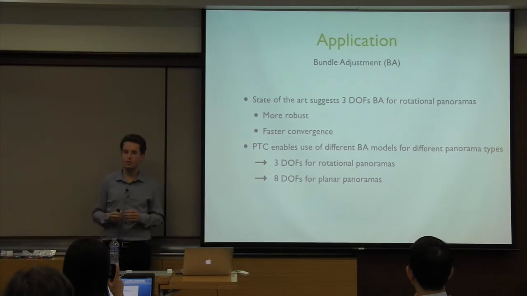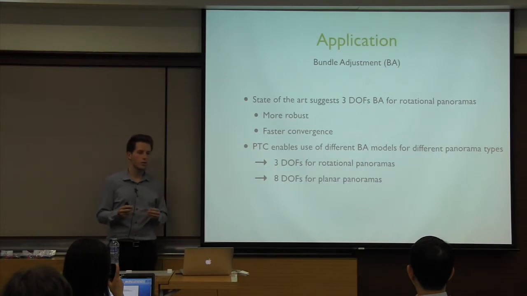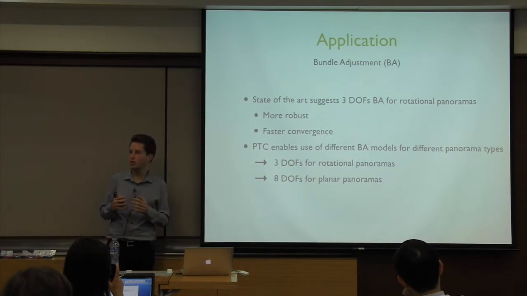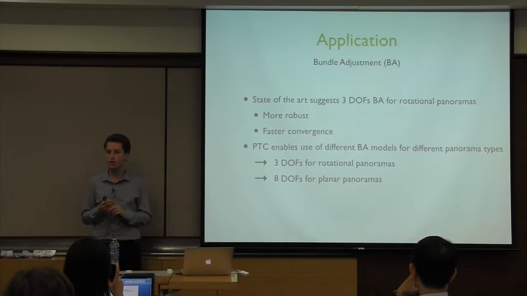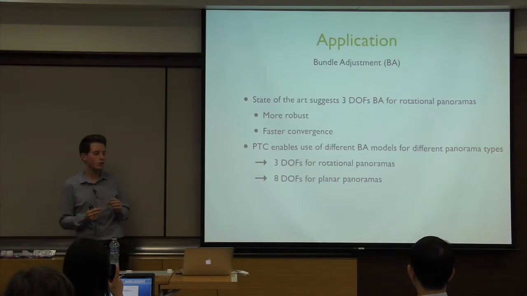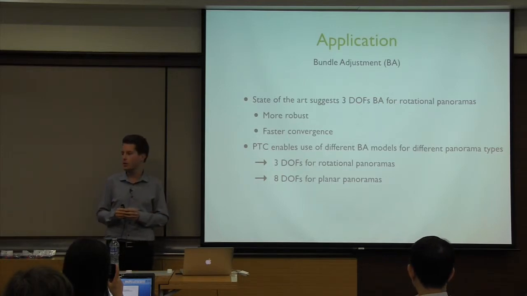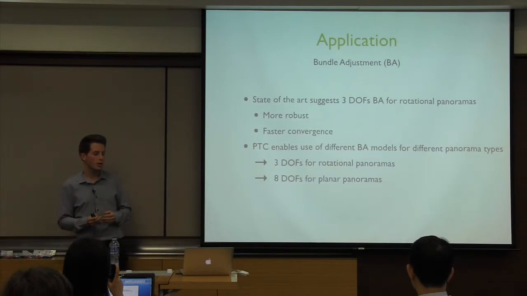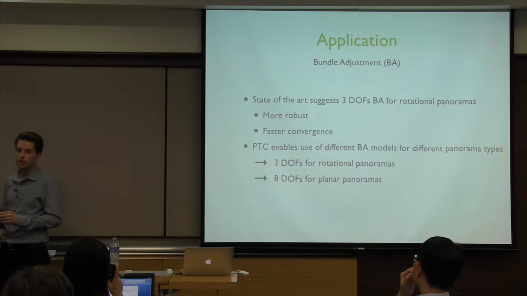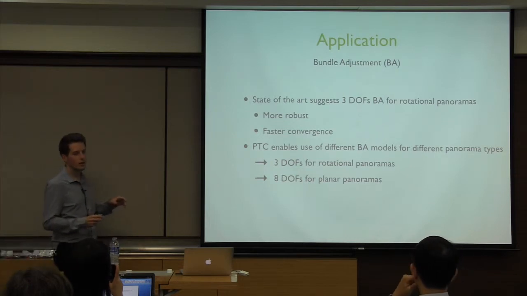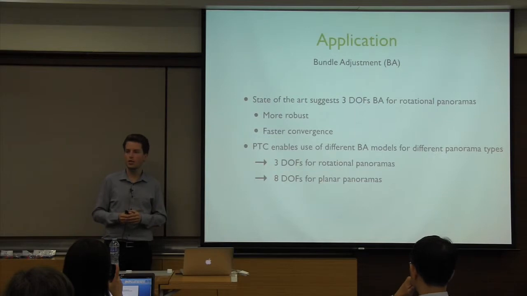Bundle adjustment is an iterative nonlinear refinement algorithm that we need to optimize our point correspondences between the images. And state of the art suggests that we should use 8 degrees of freedom when dealing with planar panoramas, and we should use 3 degrees of freedom for rotational panoramas, because it is more robust and it has faster convergence, because we have fewer degrees of freedom than for planar panoramas. So the panorama type criterion enables us to use different bundle adjustment models. We can use one model specific for the rotational panorama and one model specific for the planar panorama.